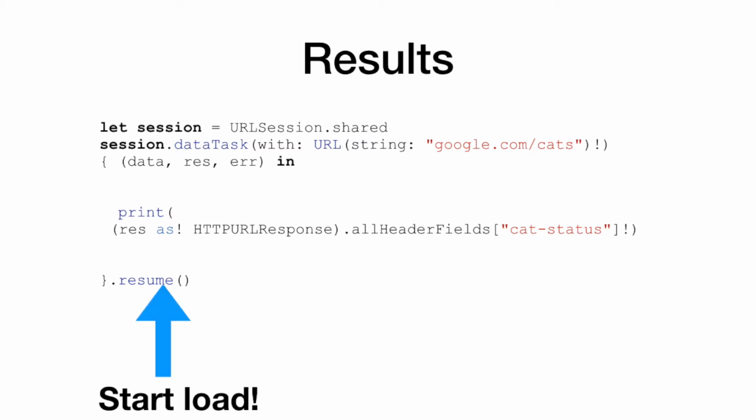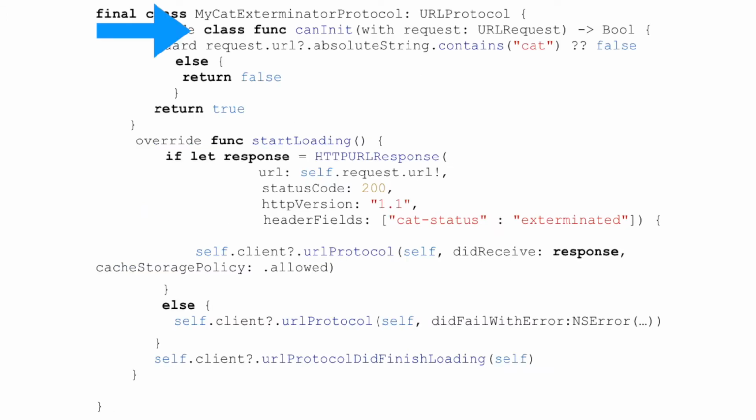So right when this happens, assuming we registered it, assuming we have the protocol, we drop into our protocol, and we're in canInit, right? This is an area of control flow. Does it contain cat? Yes, it does. Google.com/cats. It's not a thing, but it's a thing for now. We're going to return true. If we return true, then we come down to start loading, right? We synthesize our response. We pass it back into the URL loading system, the response right there, didReceiveResponse. You also get some cache storage functionality here, but we don't have to go into that.